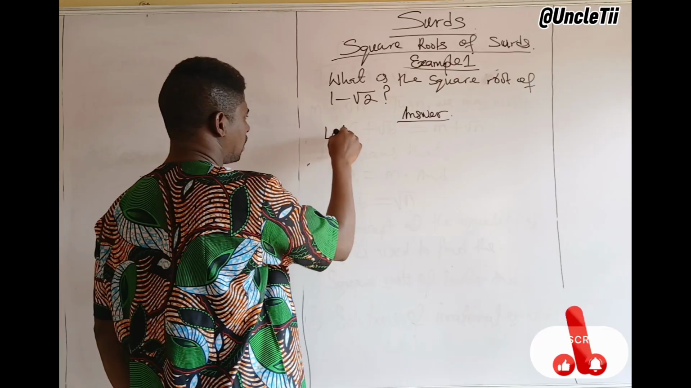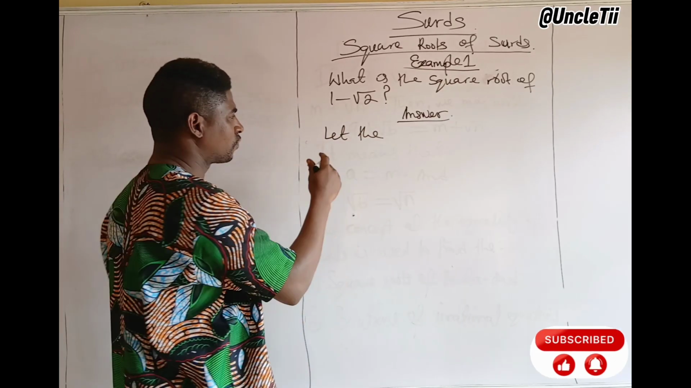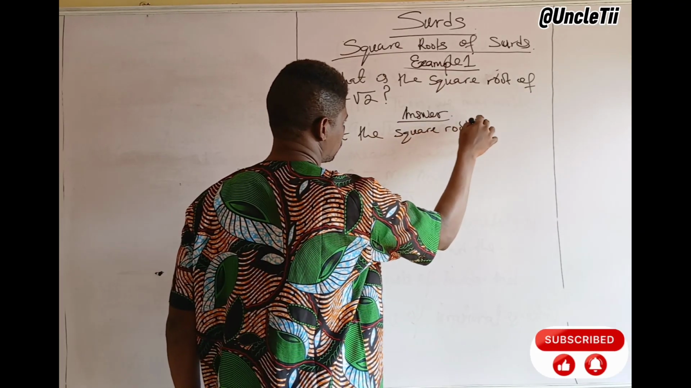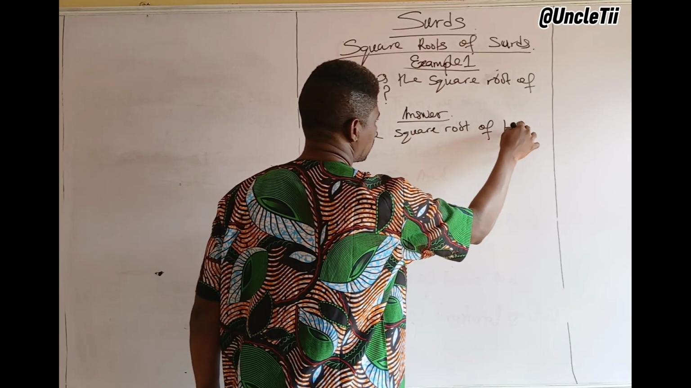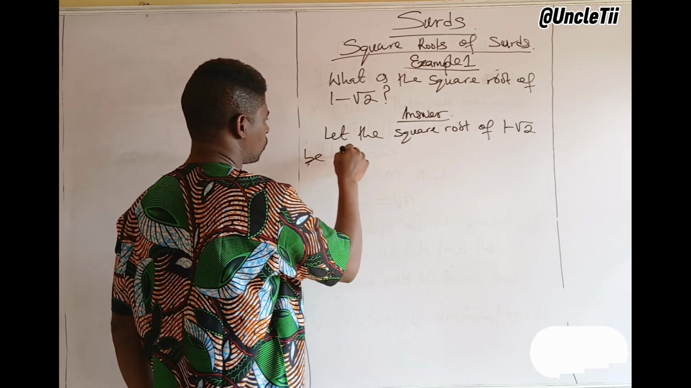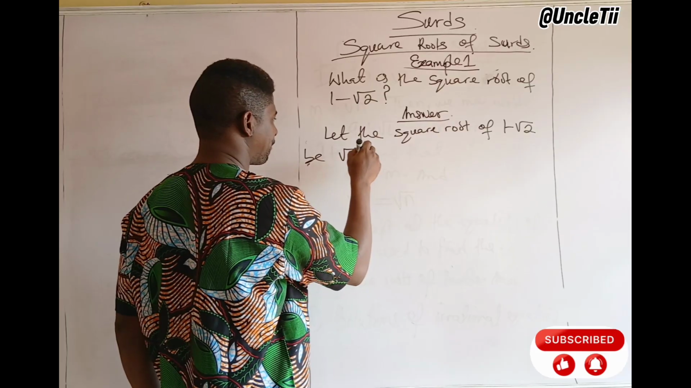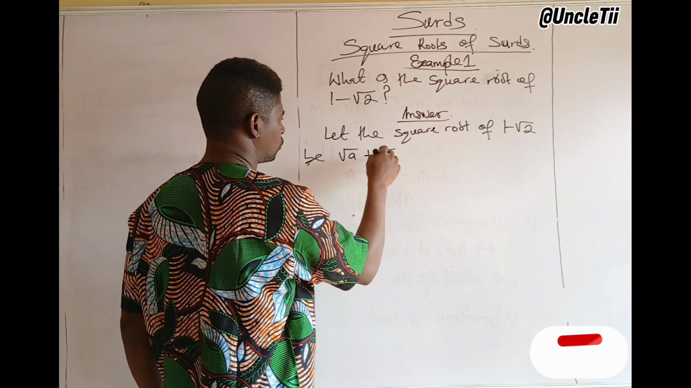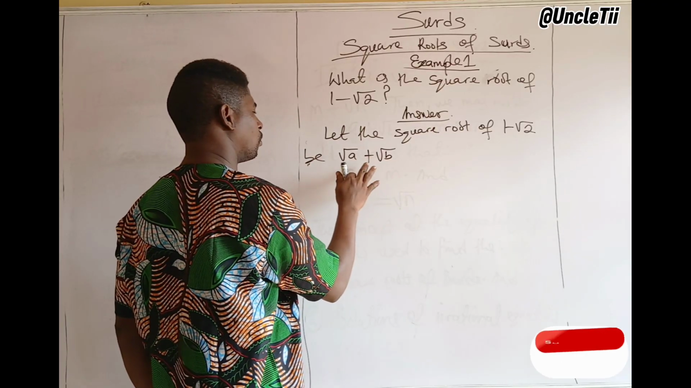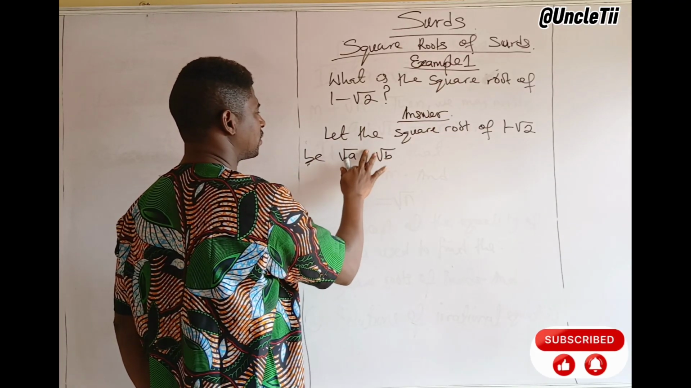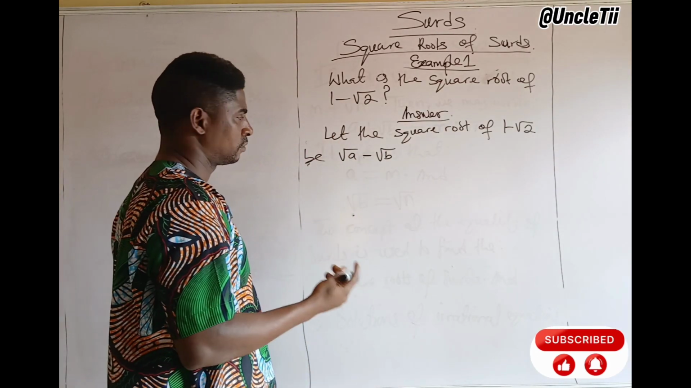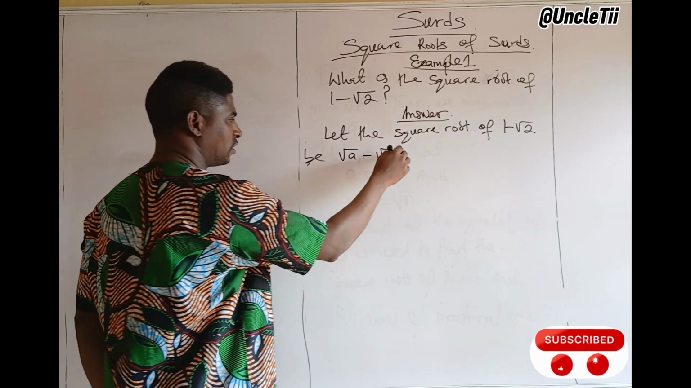You come here and say, assume a square root for it. Let the square root of 1 minus root 2 be root A plus root B. If you like, since here is minus, you can put minus. If you also put plus, you won't have any issue.